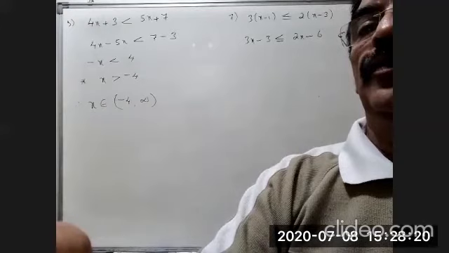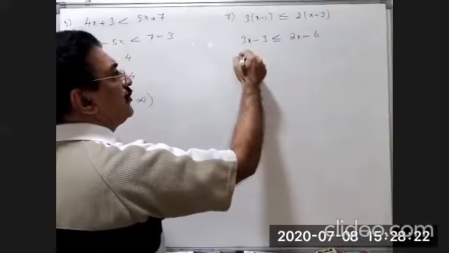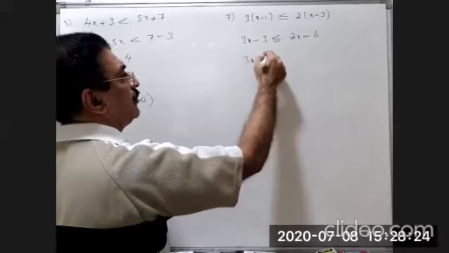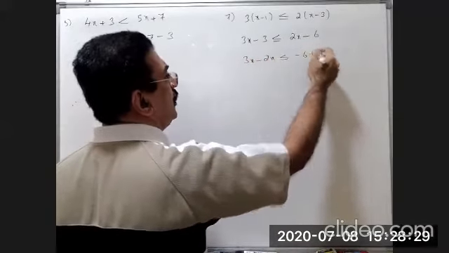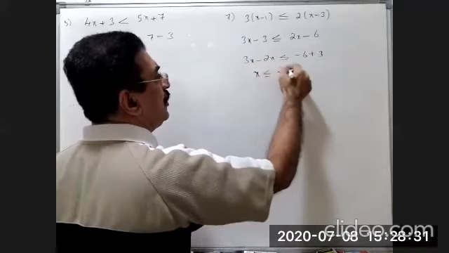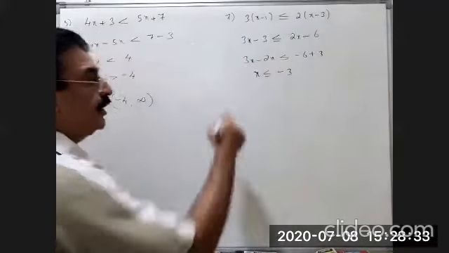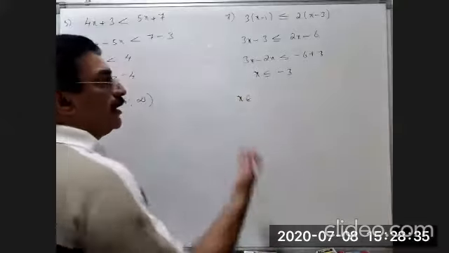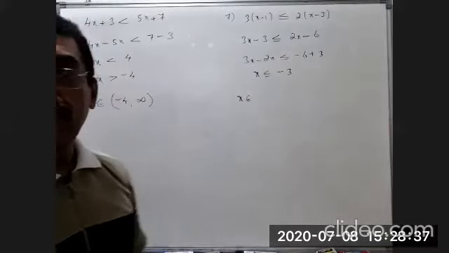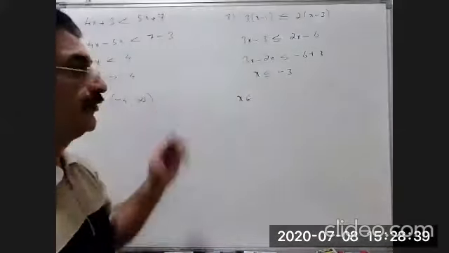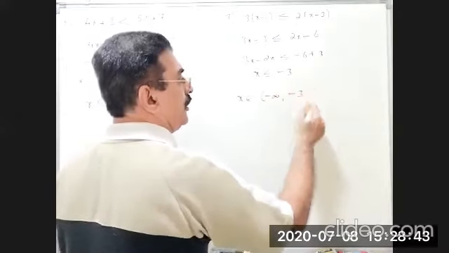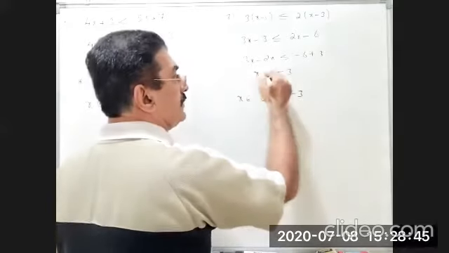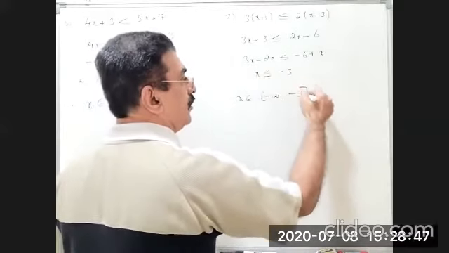I will take 2x to the left hand side. 3x minus 2x less than or equal to -6 plus 3. x less than or equal to -3. So x belongs to less than -3, so towards left of -3. So start from -3 to -3. Again, since less than or equal to is there, we will close it.